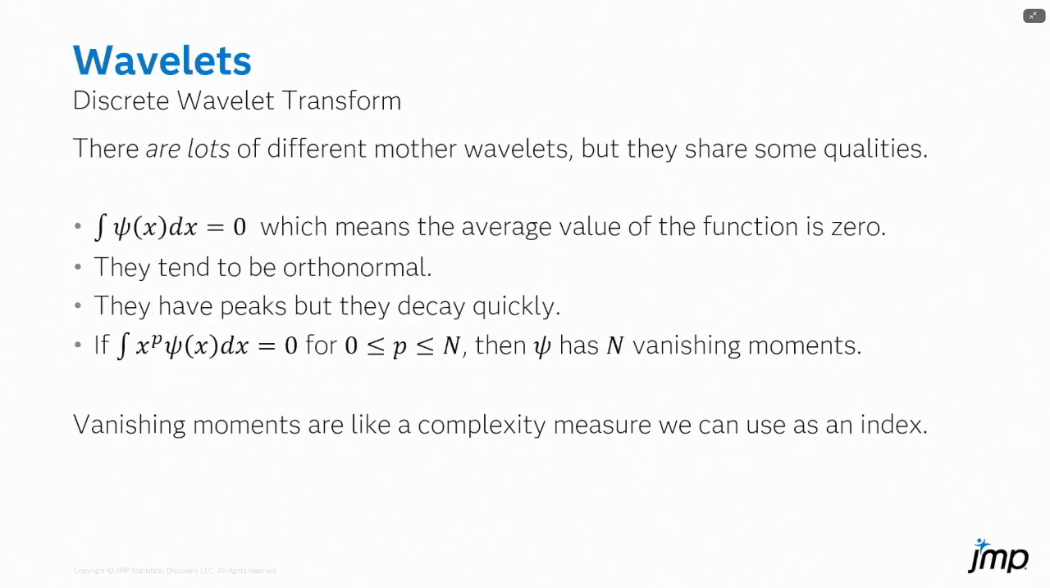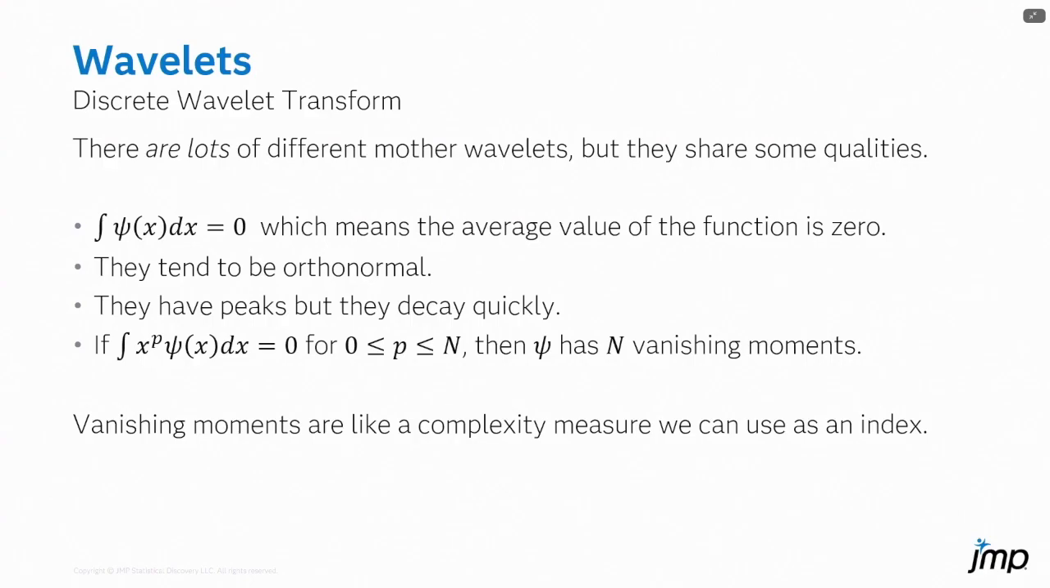So if you integrate them over the range of x, the integral is 0. Essentially, for each of them, that just means that the average value is 0, right? So it tends to be positive and negative, and it averages out to 0. They tend to be orthonormal. They have peaks. And there's this concept of vanishing moments, which just means that if you integrate x to the p times the mother wavelet function, that integrates out to 0.